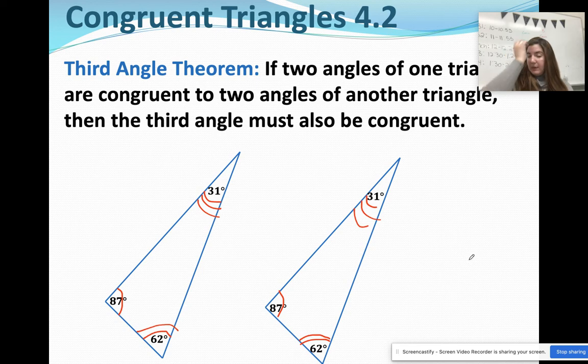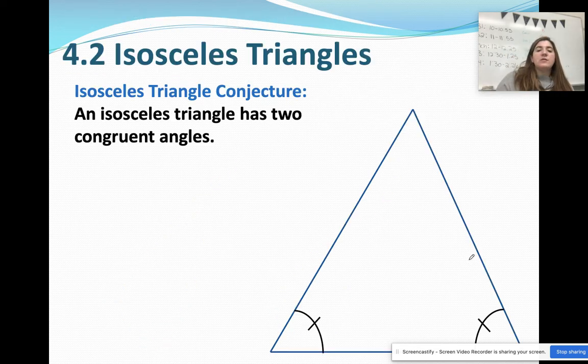All right, we'll definitely be playing around with these a lot, but I want to switch gears and talk about isosceles triangles a little bit. There's a conjecture about them that says isosceles triangles have 2 congruent angles. It is just a conjecture, because it can't be proven mathematically, but that's a whole other conversation. It hasn't been disproven, so we're going to take it as fact here. So we have our isosceles triangle conjecture: two congruent angles.